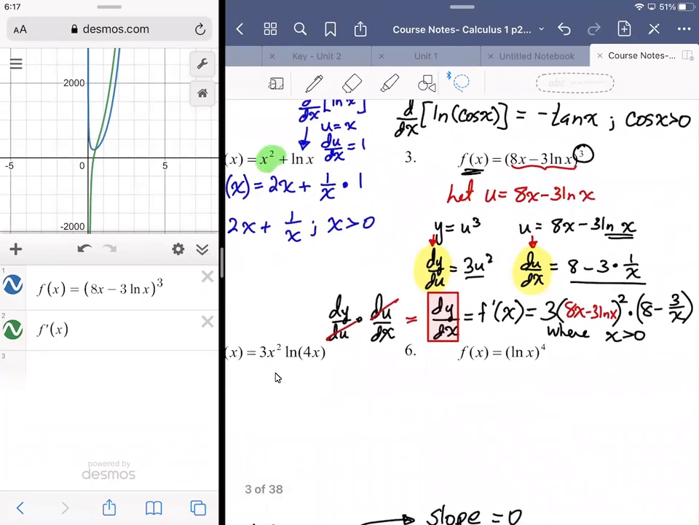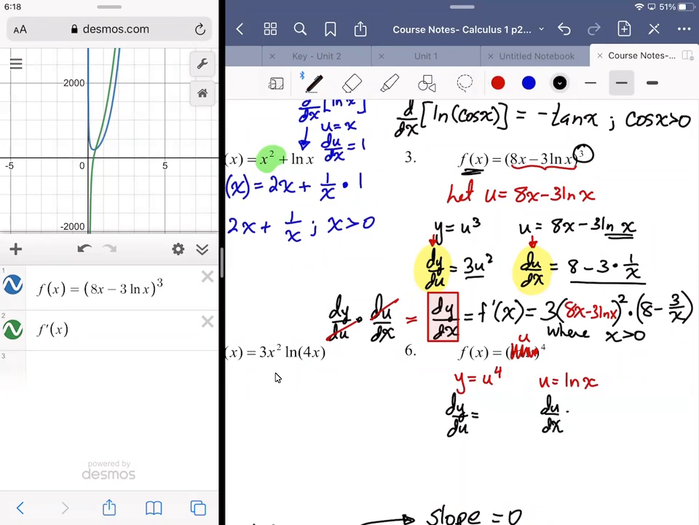So for example, I'll just jump down to number 6 because it's a similar structure. I'd look at this and I'd say, okay, well, I don't want ln to the 4th. I'd rather have something simple like u to the 4th. So I would say, let's let y equal u to the 4th. All right, so this would really be a u to the 4th. But u really is ln of x. So I'd make a little note of that. U is equal to ln of x. Then I'd compute dy du and du dx.